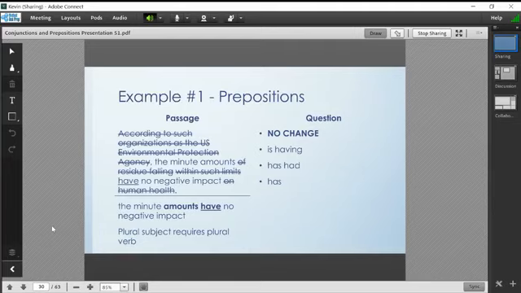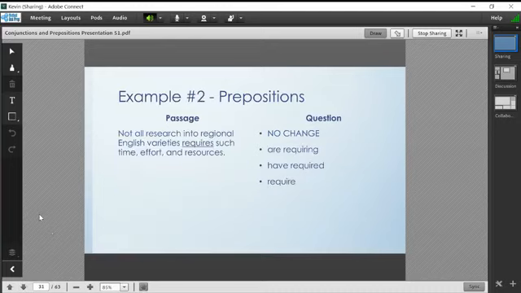There is no change. And that's one of the main ways that they are going to throw you off with the prepositional phrases, is trying to throw you off with subject-verb agreement. Okay, and the next two examples are going to do the same thing. They're going to try and throw us off with subject-verb agreement. So let's look at our next sentence.